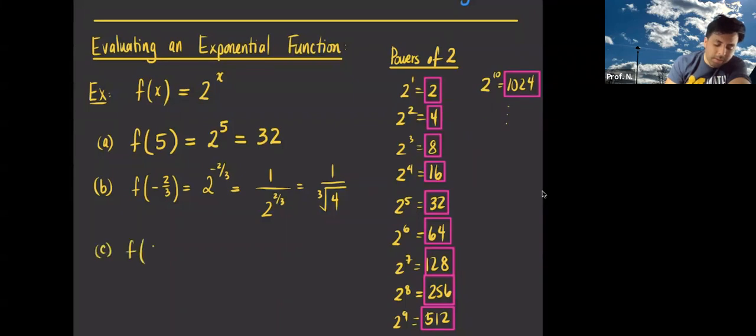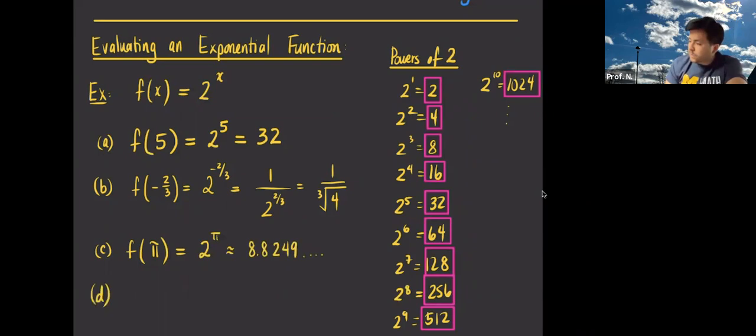F of, let's say if I have something crazy like pi. Now this will be interesting. You're taking 2 and you're raising it to the pi power. And if you want to know what that is, you can just put it in your calculator. 2, we raise it to the pi, and I get 8.8249. So this is approximately 8.8249, and this goes on forever. Okay, so evaluating functions is not necessarily a big deal.